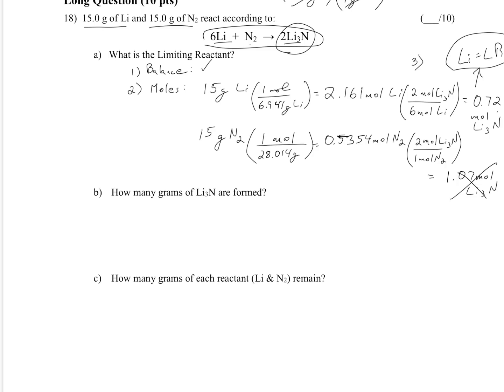Moving on. How many grams of Li3N are formed? Well, this is usually step 4 in the process we've been doing in class. I use this number right here, and I say I have 0.72 moles Li3N. Li3N has a molar mass of 34.83 grams for every 1 mole. So that gives me 25.1 grams Li3N.